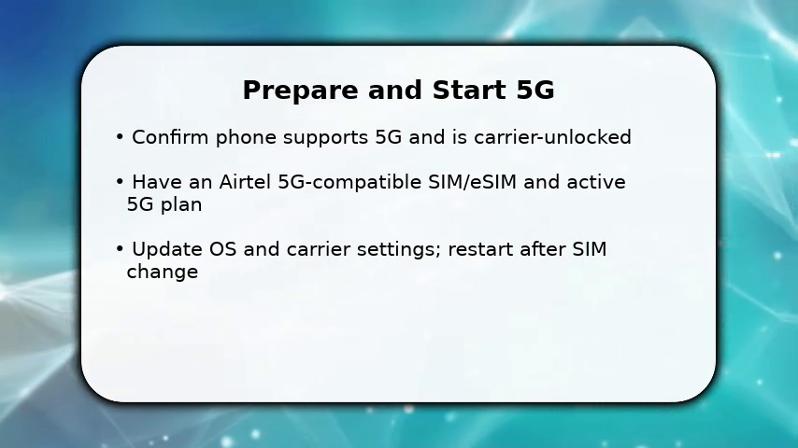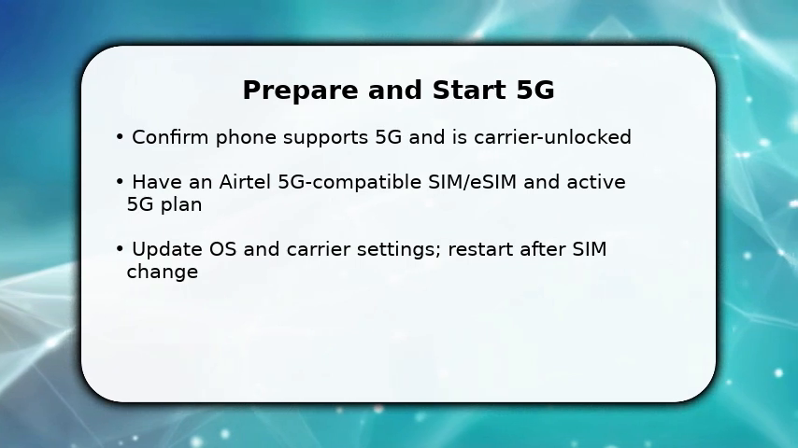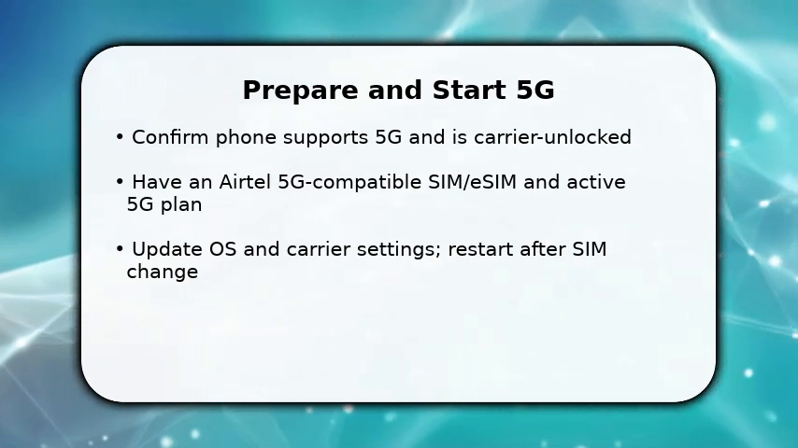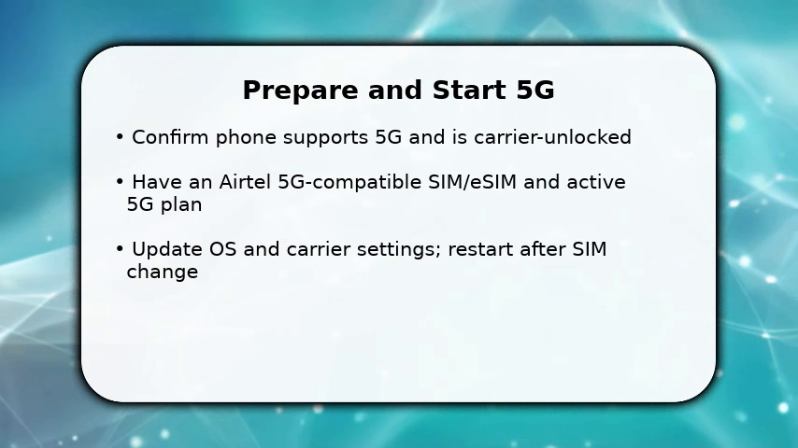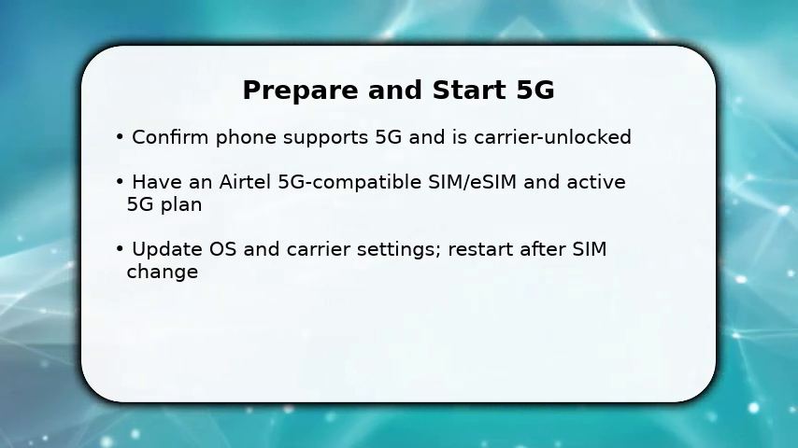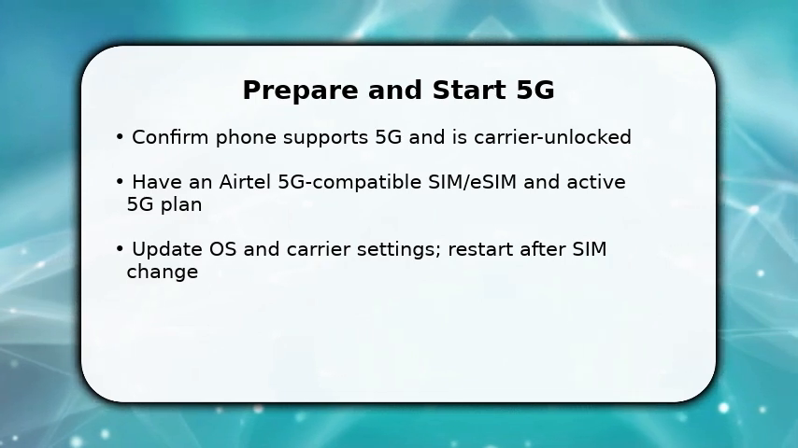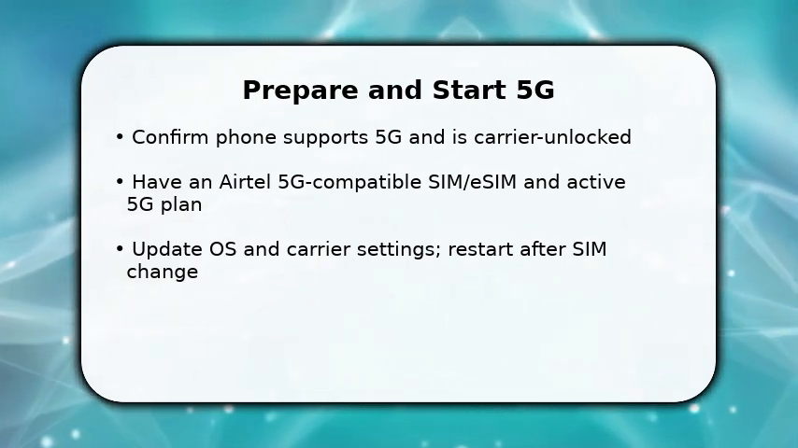Next, open mobile network settings and select 5G or Auto 5G network mode. This tells the radio to prefer 5G when available. Make sure Wi-Fi is off during initial checks, so the phone connects to cellular bands immediately.